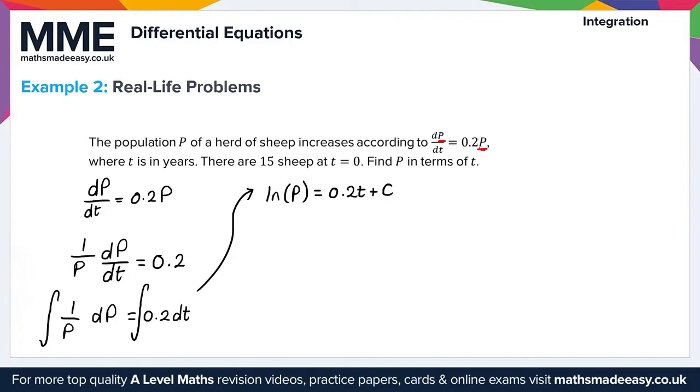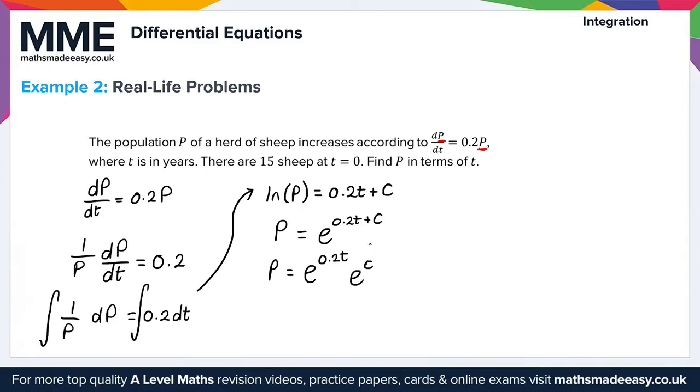Now here, what we want, remember, is p in terms of t. So we need to get rid of this natural logarithm here. And remember, to get rid of the natural logarithm, we take the exponential function of both sides. So in that case, that simply gives me p here on the left hand side, and for the right hand side we get e to the 0.2t plus c here. Now here, this right hand side, we need to use the laws of indices. In that case, we can write p as being equal to e to the 0.2t times e to the c here.